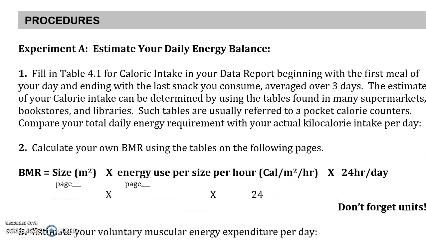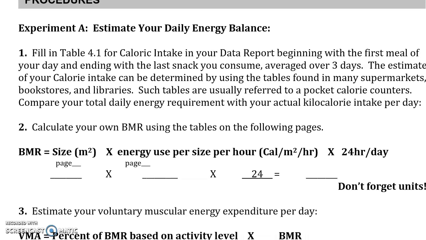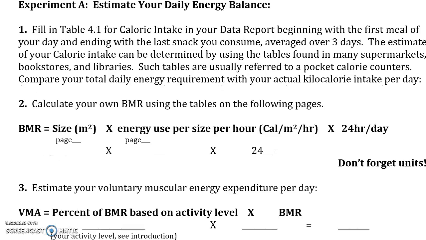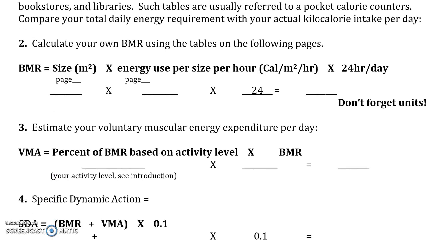So the first thing we're going to do is we're going to estimate our daily energy need. And for that, remember, there are 3 things that are going into that calculation. The first one is you need to calculate your body size. So your basal metabolic rate based on your body size. And so for that, we need to estimate the size of our surface in square meters, multiply that times the energy that we use per size per hour times 24 hours in a day. And I'll show you that in a minute. So I'll probably start a new recording then.